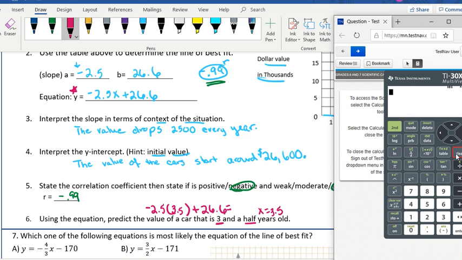I do have to clear, and I have to go negative 2.5 times 3.5 plus 26.6, enter. Okay, 17.85.